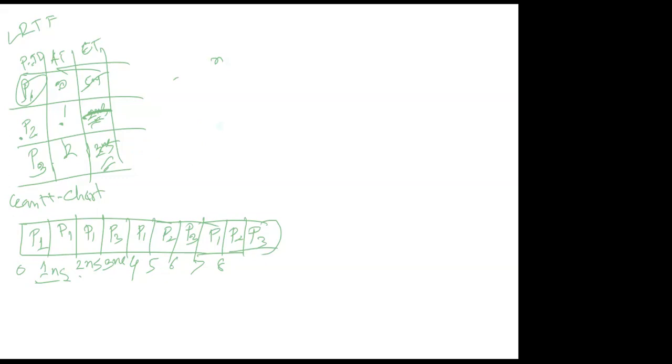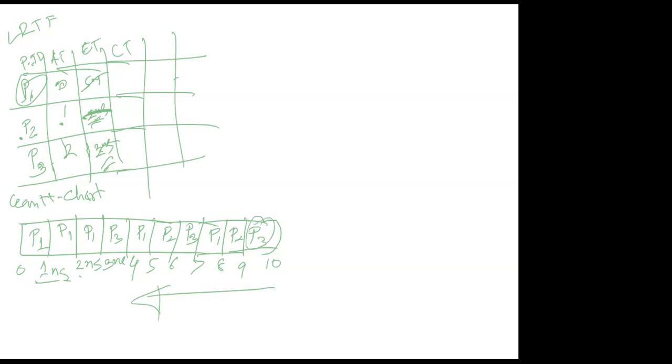Let's see what the completion time is here. Take a note here. The completion time is nothing but the point at which your process actually completes its execution. From this Gantt chart, you can get it. Process P3 at 10, process P2 at 9, and process P1 at 8. So this is the CT, the completion time.